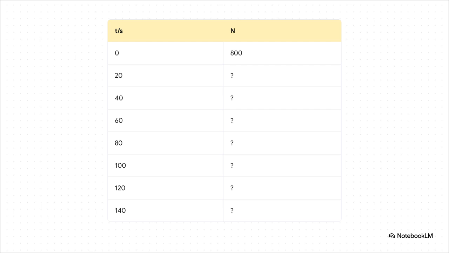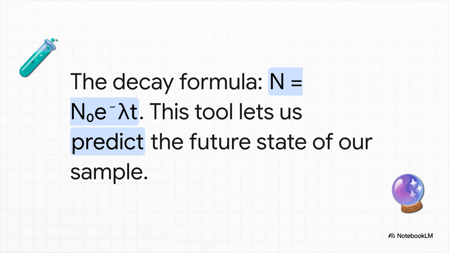It's a mystery. To fill them in, we need the right tool for the job. And this is that tool. It might look a little intimidating, but it's actually an incredibly elegant formula. It lets us predict N, the number of nuclei left, at any given time t. See that N0? That's just our starting number, 800. And there's our old friend lambda, our key clue. So let's plug in the numbers and get this evidence log filled out.